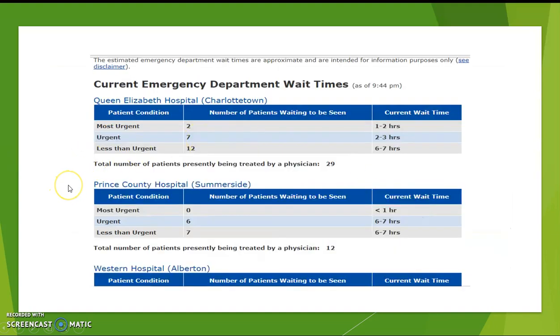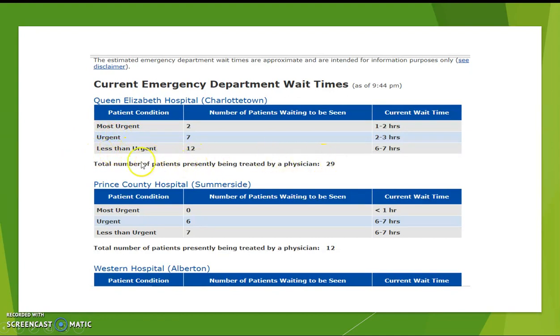So then what does this look like in the real world? In the real world, this snapshot is from the Health PEI website. It shows you exactly in real time how many patients are waiting to be seen and how many patients are being seen. So at the QEH, they break it into 3 groups. They have most urgent. This would be your level 1 and 2 CTAS. They have urgent. This is your level 3. And then less urgent. So your level 4 and 5s go here.